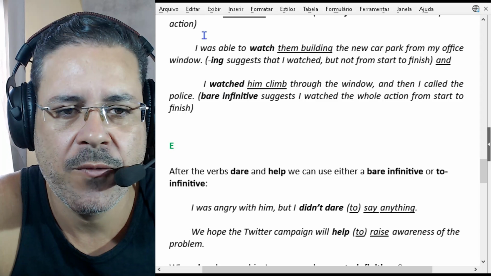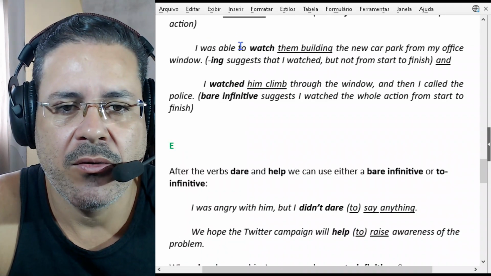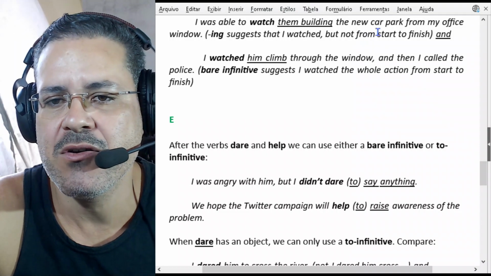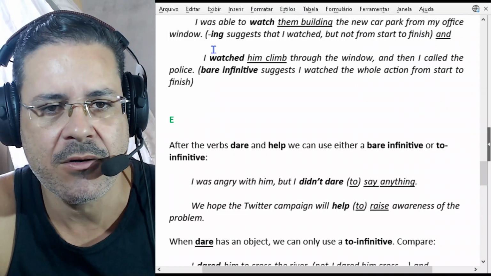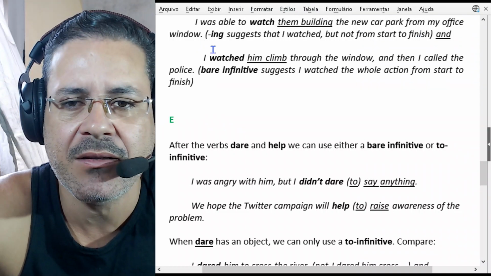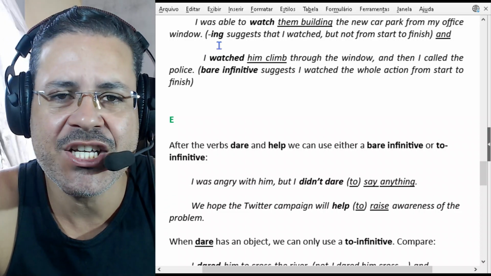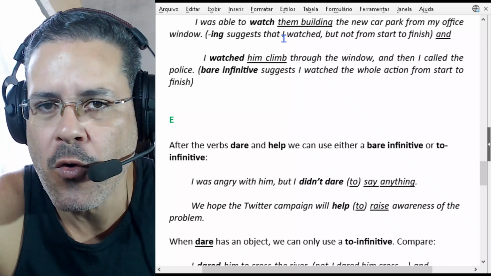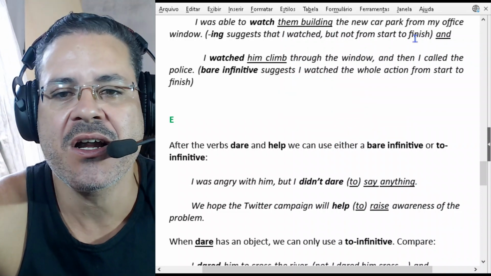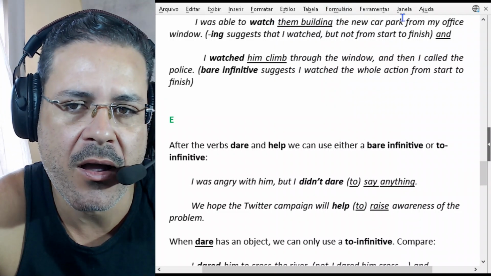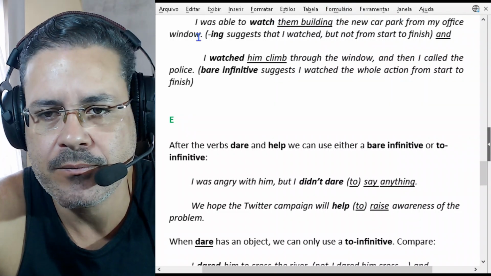Another example, I was able to watch them building the new car park from my office window. The ing suggests that I watched it, but not from start to finish.